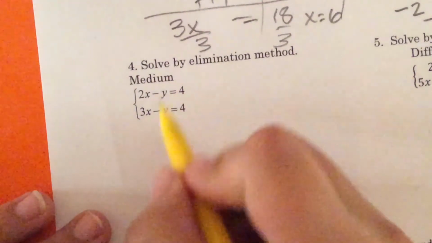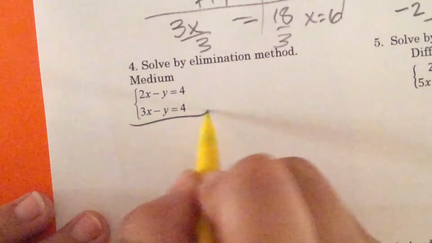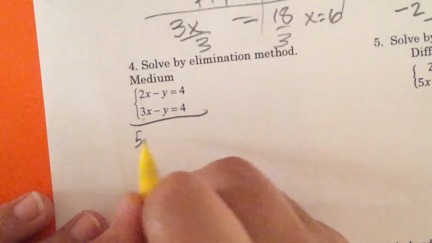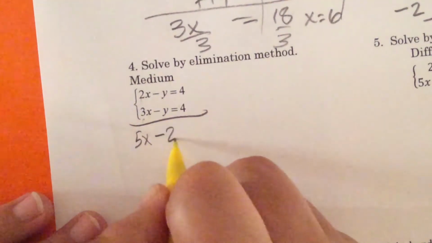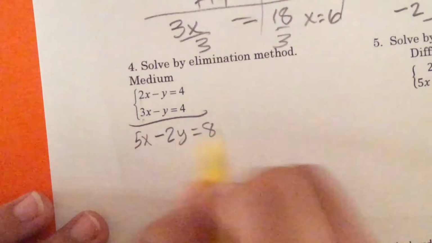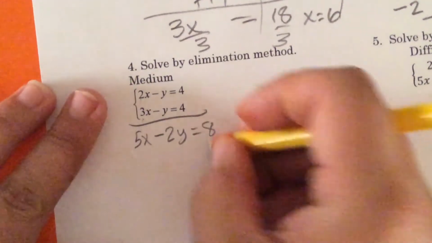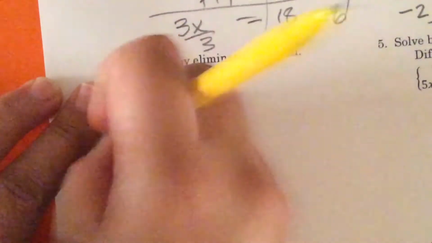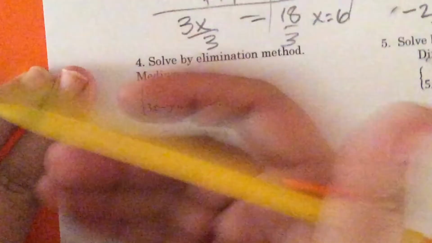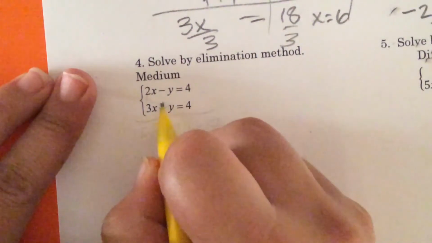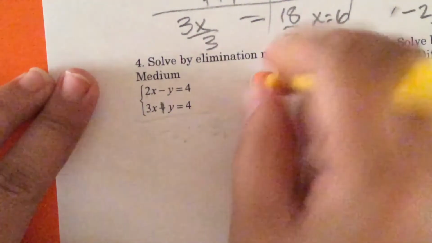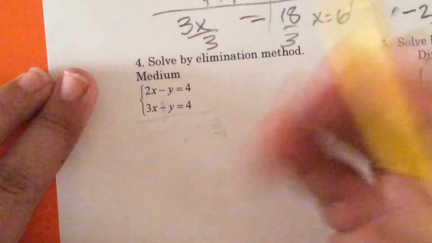Well, notice that nothing cancels. If I add these two, that's going to be 5x. That's going to be negative 2y equals 8. Nothing cancels if I do that. So I cannot do this. So the only thing that would cancel is if I had a plus right here. But I don't have a plus. So how do I make that into a plus?